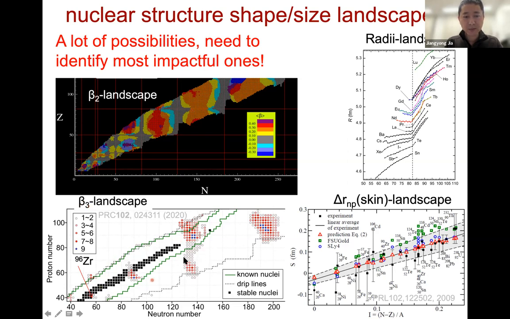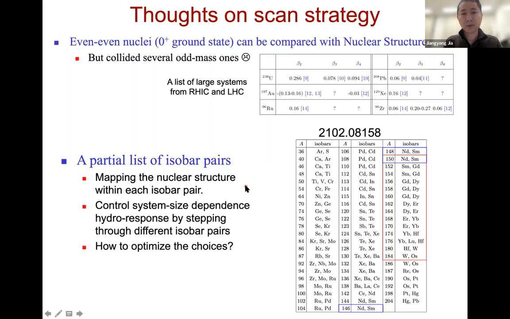The same is true also for beta three. You see the landscape for beta three, which has very little experimental measurement. Mostly this is theoretical predictions. And the radius also has this non-trivial evolution, which I showed to you under the neutron scan, right? So if you want to do a system scan, you cannot do all of them. You have to pick a few cases that you think are most useful, and this requires theoretical input, okay?